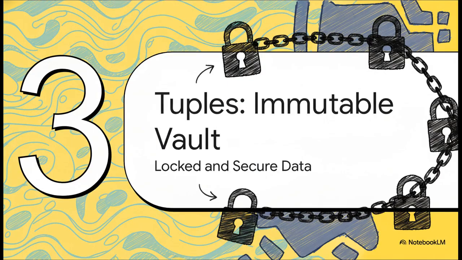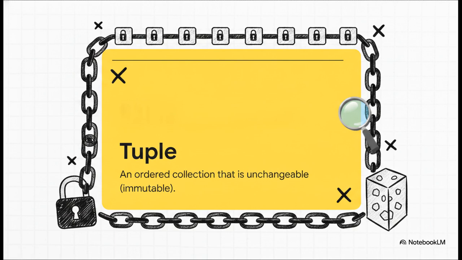Section 3, tuples, the immutable vault. Now, what's really interesting about this slide is we are shifting from complete flexibility to a completely locked-down state. See, a tuple is an ordered collection just like a list. But here is the defining difference. It is unchangeable or immutable. That is an absolute non-negotiable rule. Once a tuple is created, you cannot add items, you cannot remove items, and you cannot change the items inside it.